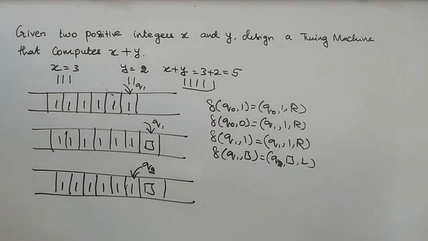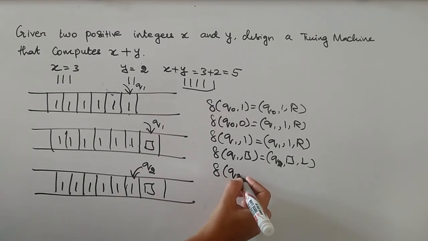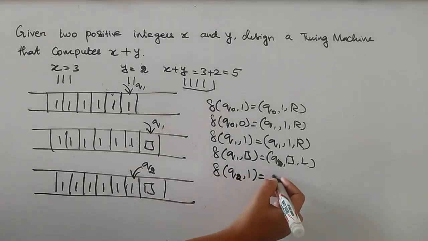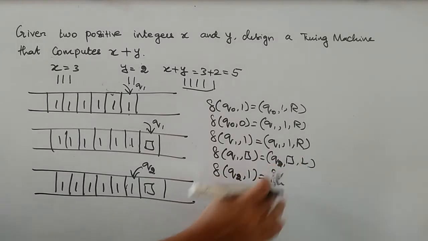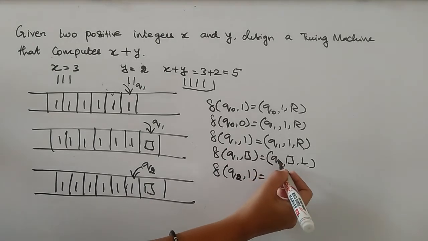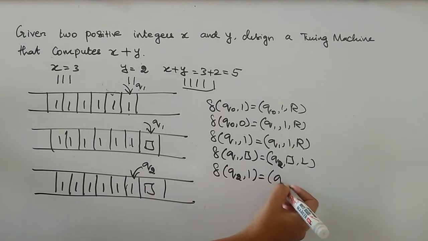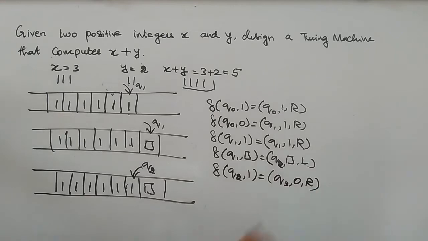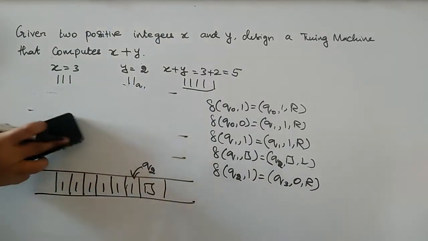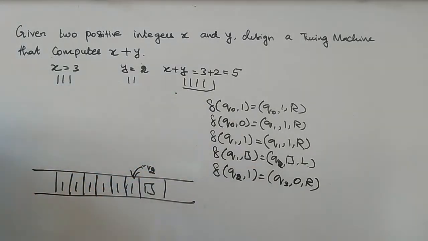So that's why we can write the transition as delta of Q2 comma 1 is equal to Q3 comma 0 comma R. And I am just going to erase this one. Now see the changes here.